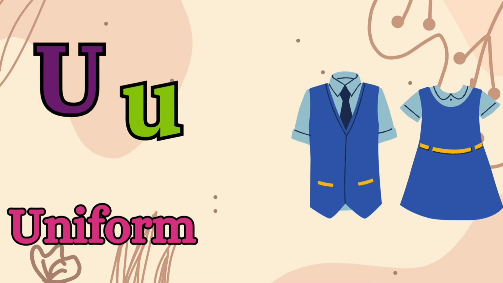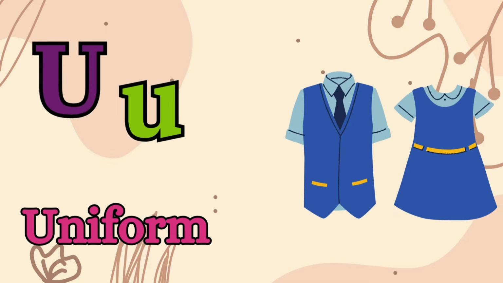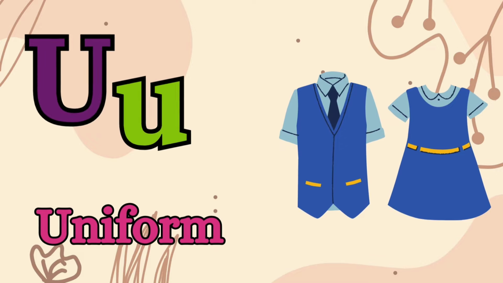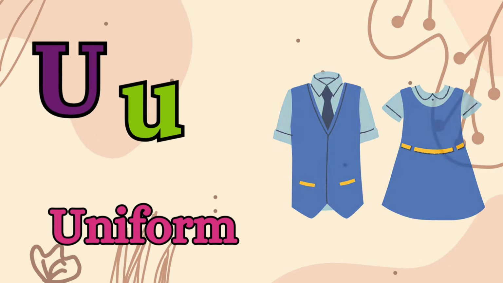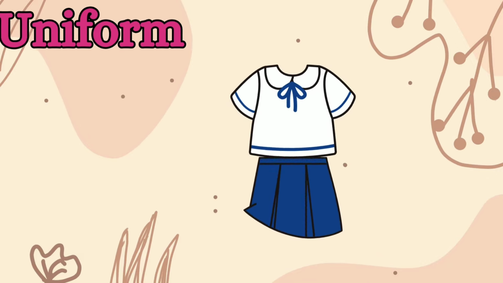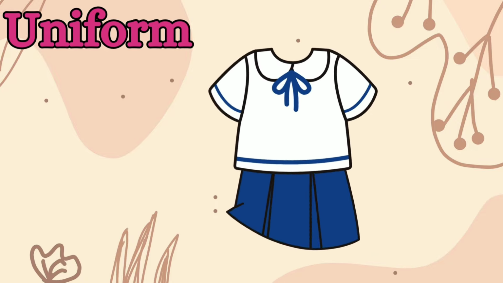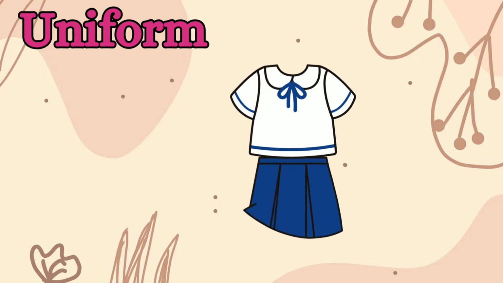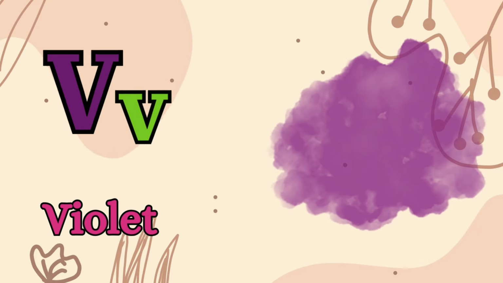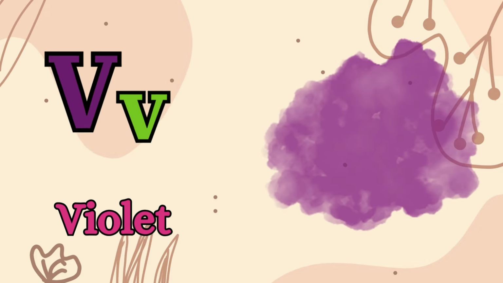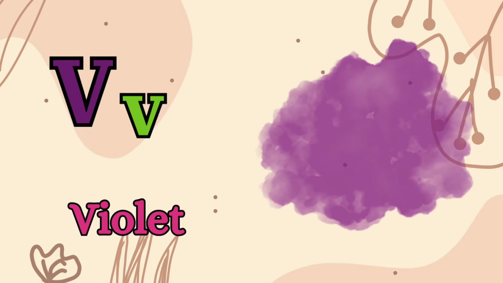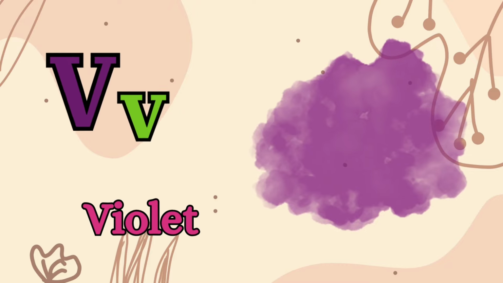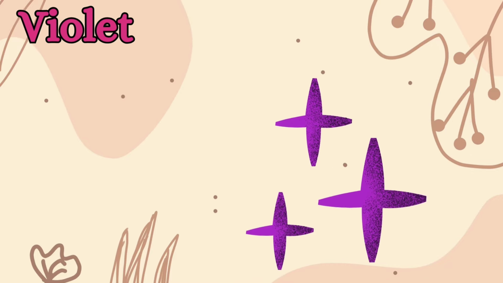U. U for uniform. U-N-I-F-O-R-M. Uniform. V for violet. V-I-O-L-E-T. Violet.